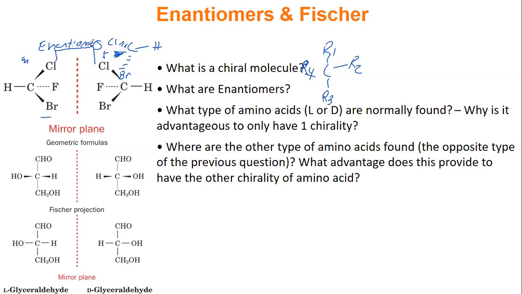And what types of amino acids, L or D, are normally found? So does anyone actually know that off the top of their head? On Earth, 99.9% of all amino acids are a certain chirality. And in biochemistry, we say L or D. And in organic, you use like R and S. They actually don't mean the same thing. So I'm not going to get into what L and D actually means. Just think of them as similar to R and S. But does anyone know on Earth, do we have L amino acids or D amino acids?